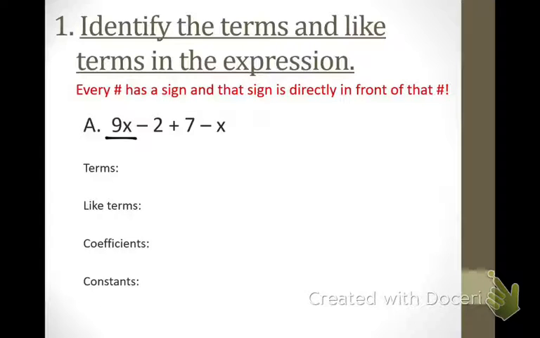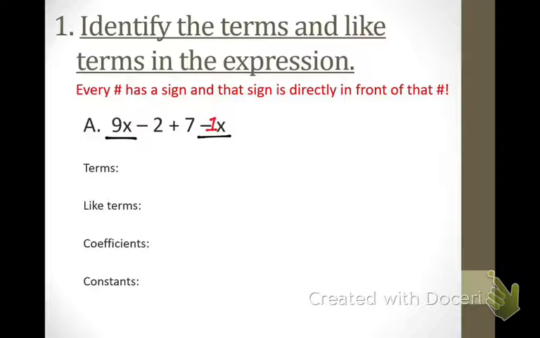Does anybody see any more x's up there in my original problem? What is it? X. Okay, now every number has a sign, and that sign's directly in front of that number. What sign do you see in front of the x? Negative. So I want you to underline negative x. Now this right here, there is just one x there at the end. So if you would, take your red pen, and we're going to put in a little understood 1 there.